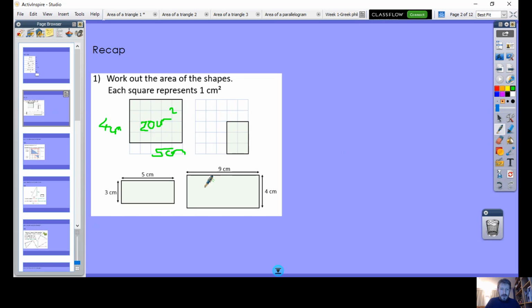Okay, so area of these rectangles, you can either count the squares in this one, so we can see it's 6 centimeters squared, or you could have done 2 times 3. This one, it's not giving you the squares, but it's giving you the units that you could use to calculate. So we want to do the width times the length of it. 3 times 5 will be 15 centimeters squared, and 9 times 4 is 36 centimeters squared. So it's really important we are comfortable with calculating the area of a rectangle.